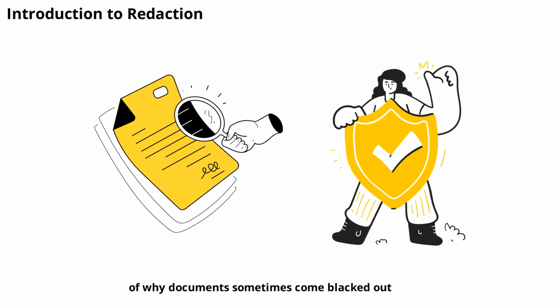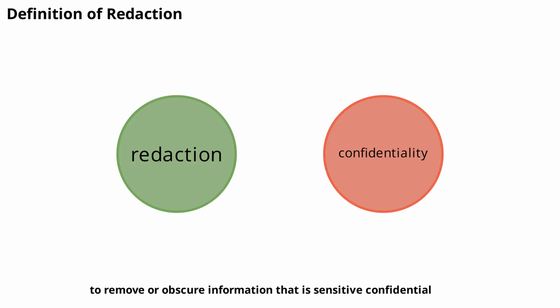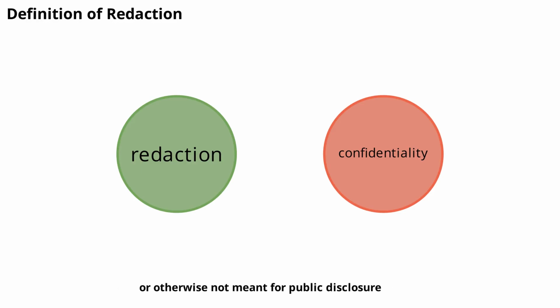Let's start by understanding the basics of why documents sometimes come blacked out. Redaction is the process of editing a document to remove or obscure information that is sensitive, confidential, or otherwise not meant for public disclosure. This can involve blacking out text, removing entire paragraphs, or even deleting images. Redaction is commonly used in legal, governmental, and corporate documents to ensure that private data, classified information, or trade secrets are not accidentally revealed. The process is carefully managed to balance transparency with the need to protect certain details.